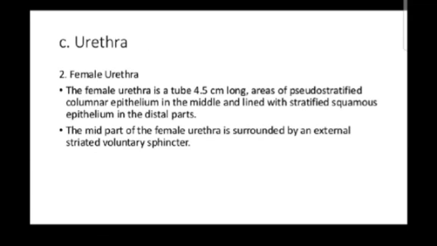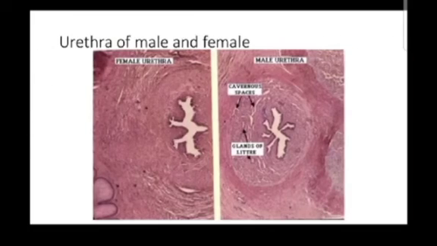As regards the female urethra, it is a tube which is 4.5 centimeters long, and there are areas of pseudostratified columnar epithelium in the middle, and it is lined with stratified squamous epithelium in the distal parts. The mid part of the female urethra is surrounded by an external striated voluntary sphincter. So this is the female and the male urethra. You can see the female urethra and you can see the male urethra.